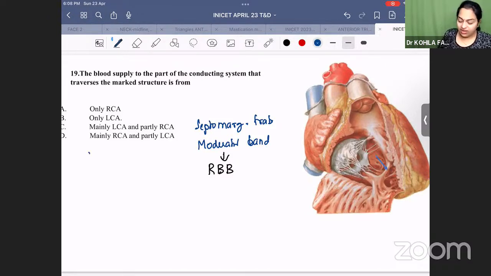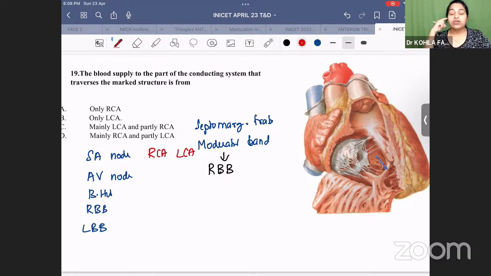So, what are the parts of the conducting system? We have the SA node, AV node, bundle of His. We have the right bundle branch and the left bundle branch. Okay. And we have the two arteries, right coronary artery and left coronary artery. So the SA node is predominantly supplied by the right coronary artery. AV node is also predominantly supplied by the right coronary artery. But at times, in a few people, they can be supplied from the left coronary also.